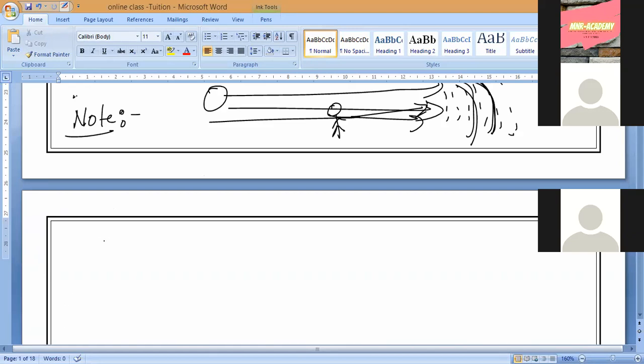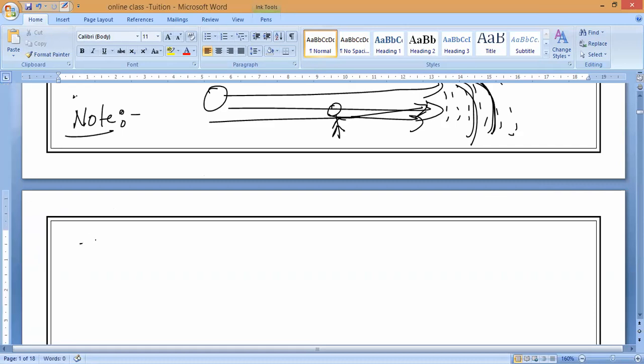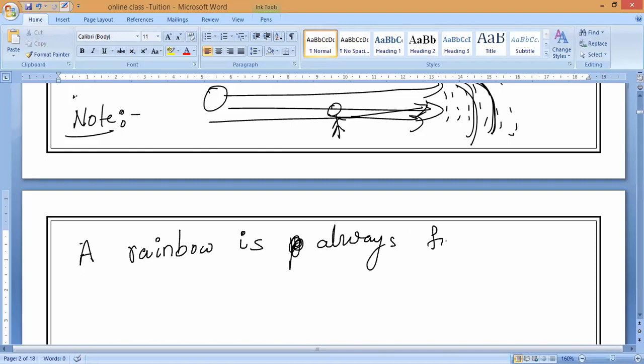So please allow me to write the note. What is the note, Ra? A rainbow is always formed in where, Harini, Kartikeyan? Opposite to the sunlight. A rainbow is always formed in a direction.